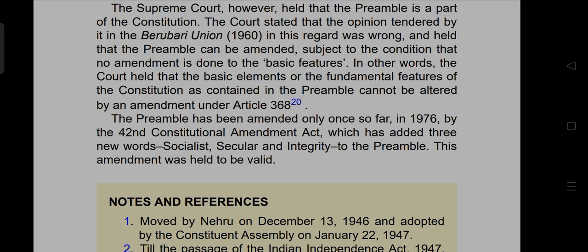The preamble has been amended only once so far, in 1976, by the 42nd Constitutional Amendment Act, which added three new words: socialist, secular, and integrity to the preamble. This amendment was held to be valid.